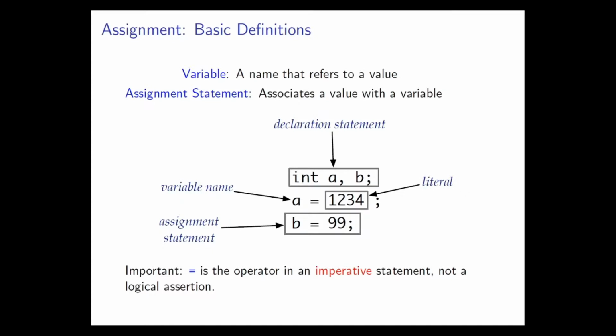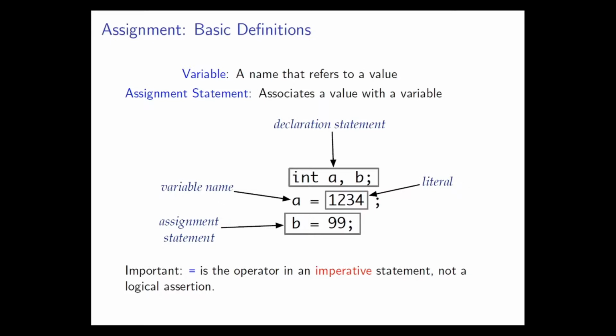The next line is an assignment. We go a equals 1234. So the whole statement is an assignment statement. A is a variable name. 1234 in this case is a literal. It's an integer literal. And the meaning of that statement is to say what we would like is that in future the value of variable a shall be 1234.